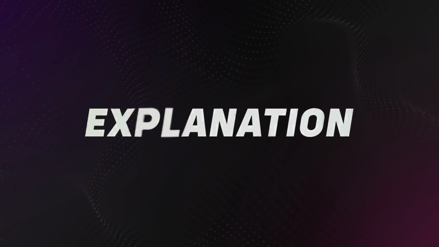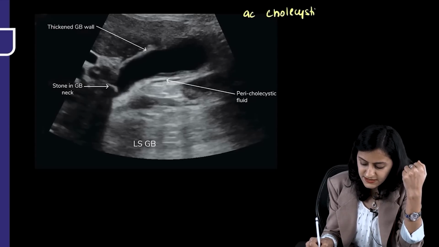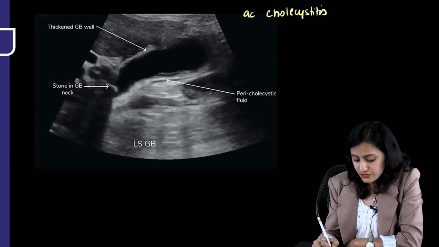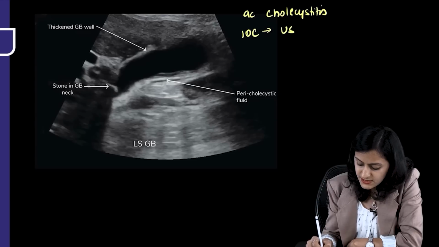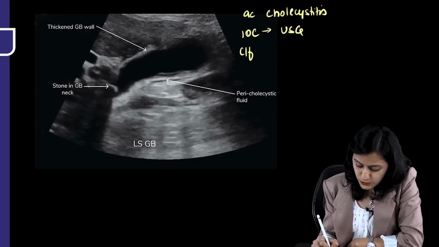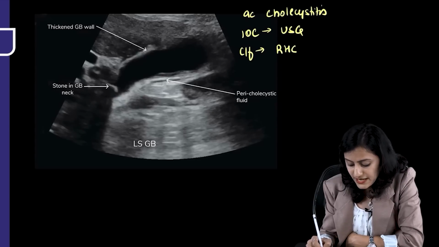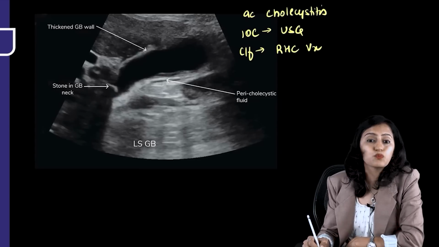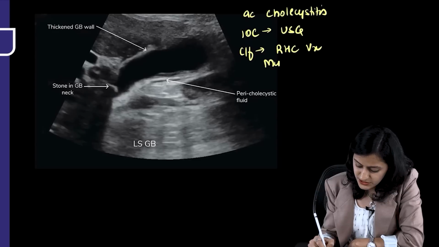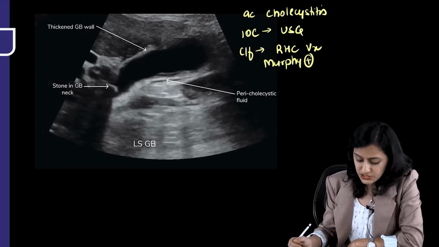Here's the explanation. What are the findings in acute cholecystitis on ultrasound? The investigation of choice here is ultrasound for acute cholecystitis. First of all, what would the patient present with? The patient would present with acute right hypochondriac pain associated with vomiting. And what sign is positive? It is Murphy's positive. Okay, it is Murphy's positive.